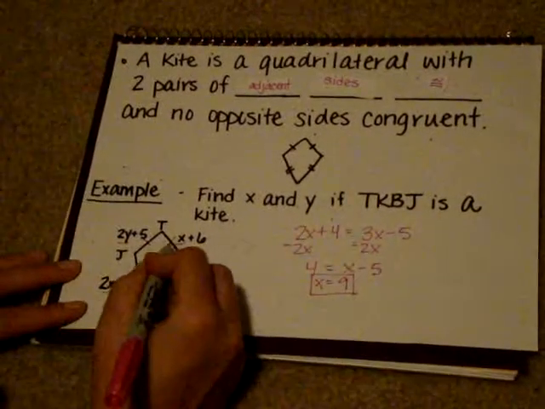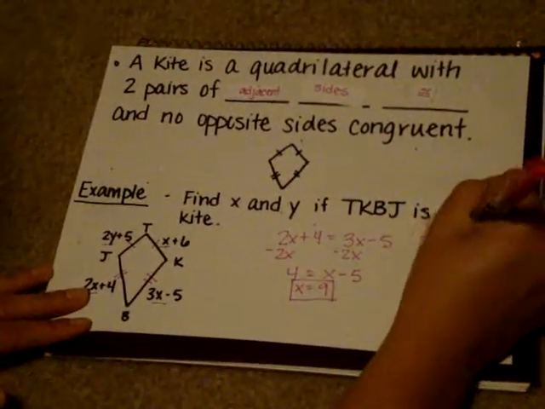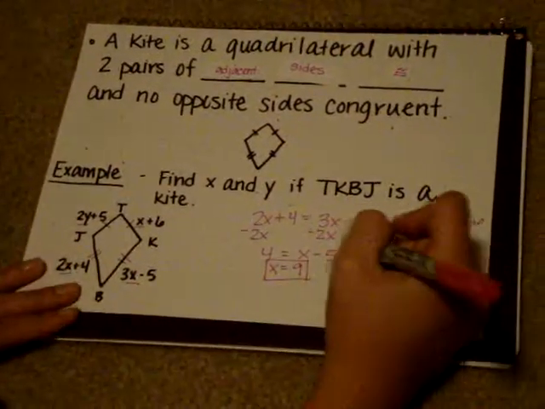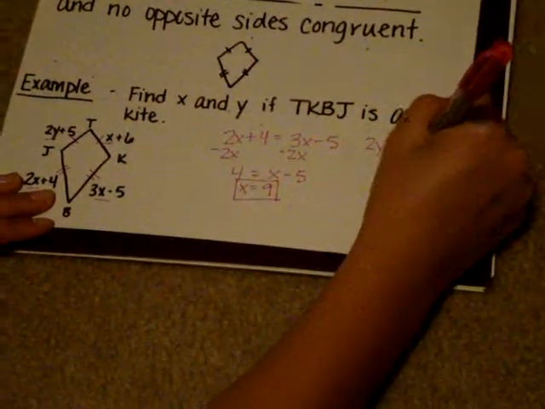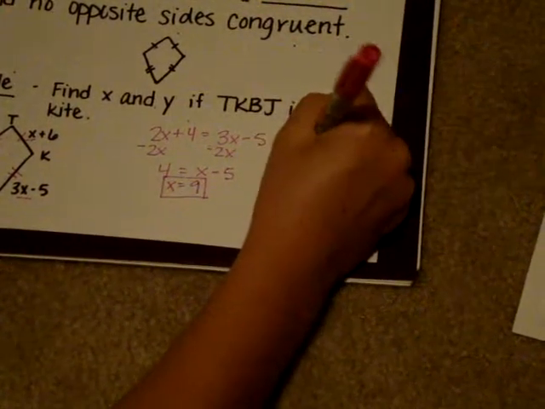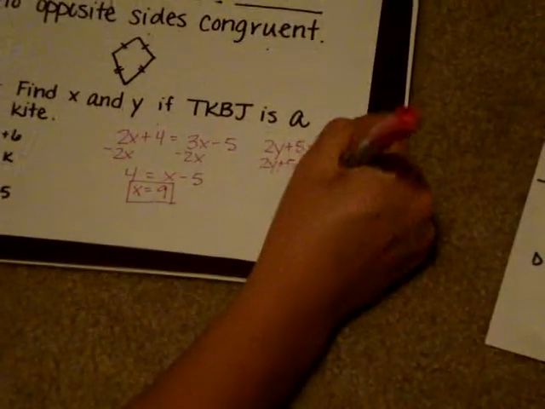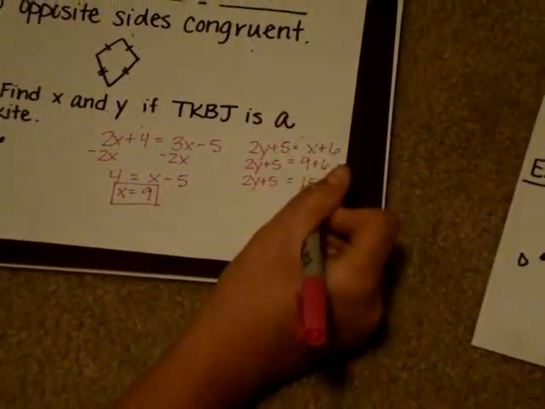Now, we must solve for the top. So 2y plus 5 is equal to x plus 6. Well, we know that x is equal to 9, so if we substitute that in, we get 9 plus 6 is equal to 2y plus 5. Well, 9 plus 6 is equal to 15. And 2y plus 5 is equal to 15.